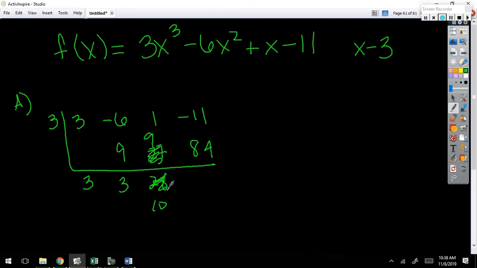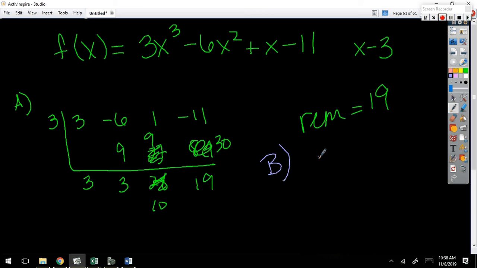When we get the answer, do we have to put the answer over the fraction still? No, because I'm just asking you what's the remainder. Okay, option B would be to find f of 3, which would be 19.